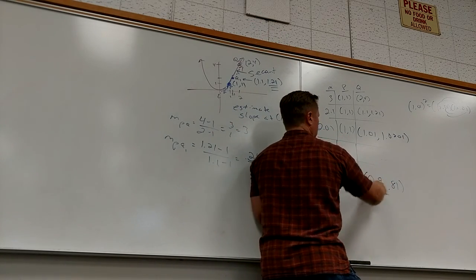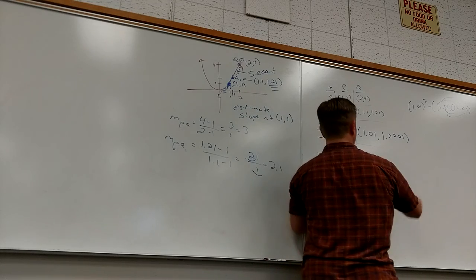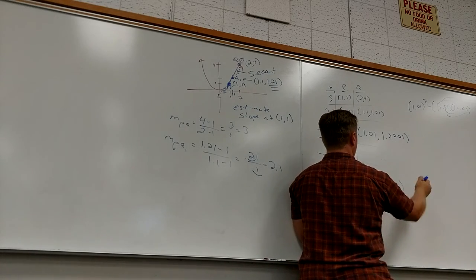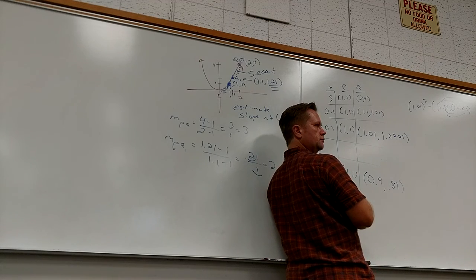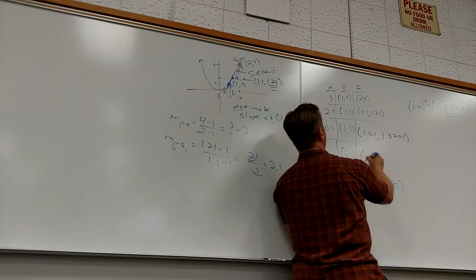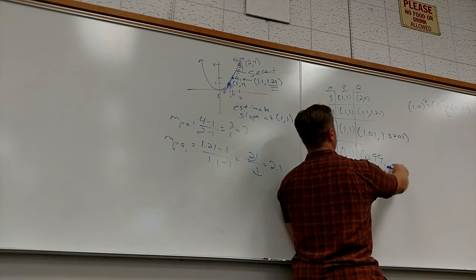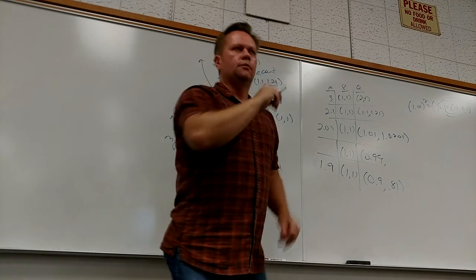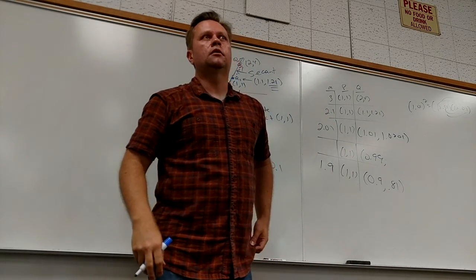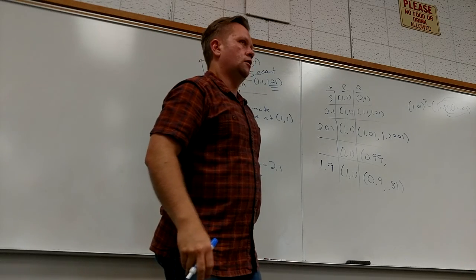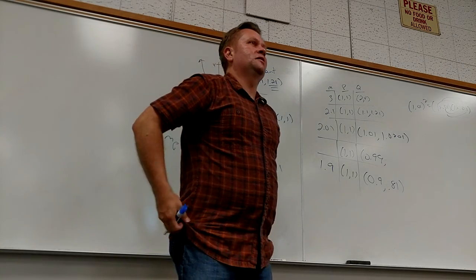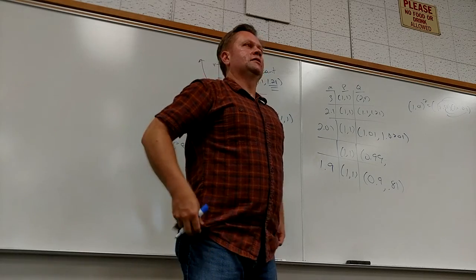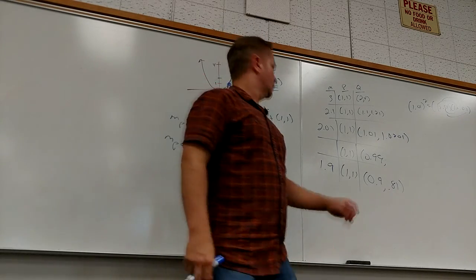So what do I get here? I get 0.19 divided by 0.1, so I get 1.9. Sweet. And then if I use 1, 1, and 0.99, and 0.981.